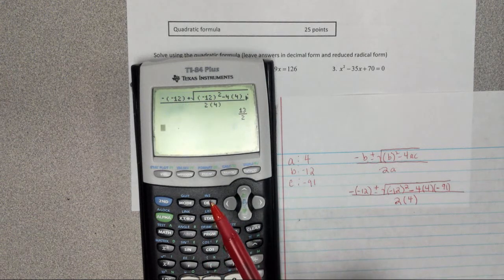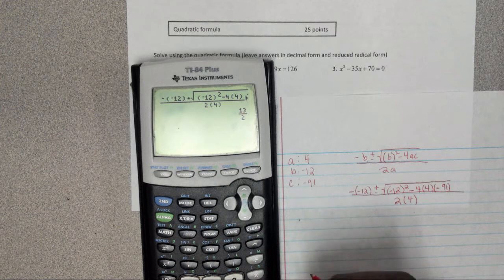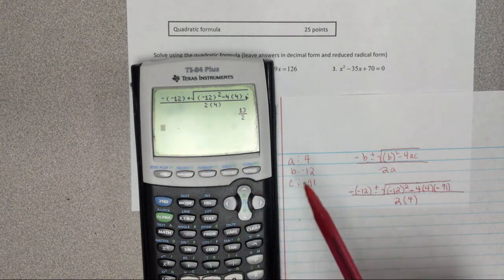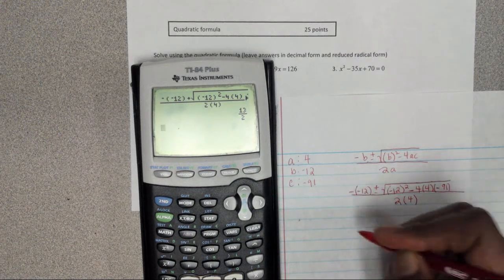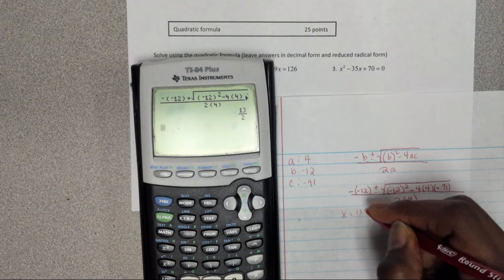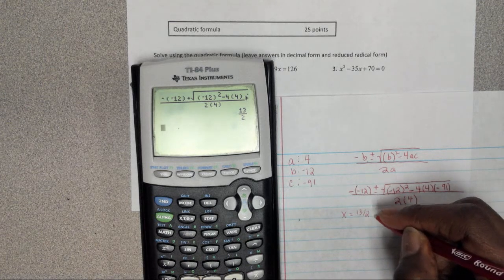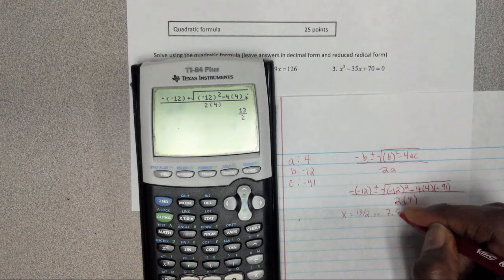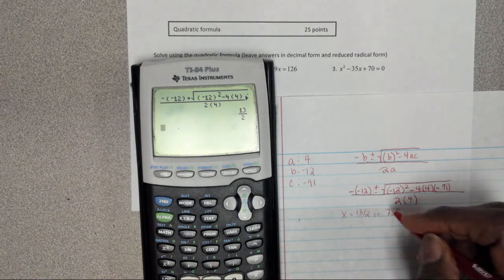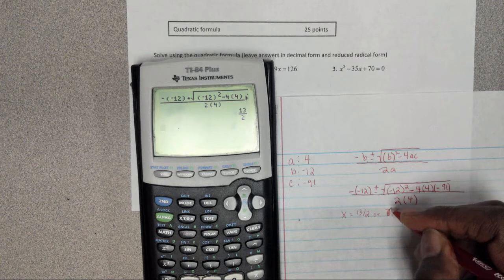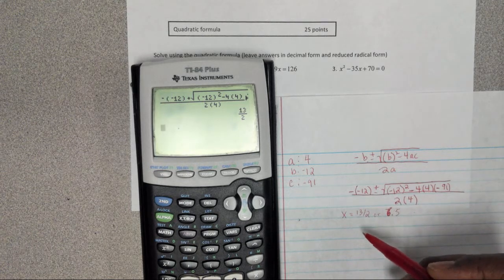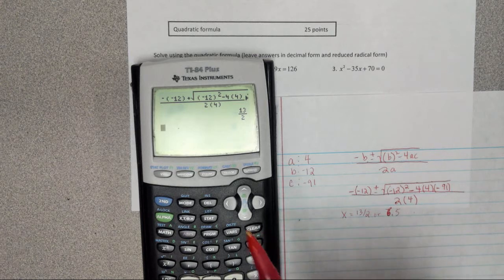I get 13 over 2. And also, remember, this is a negative and this is a negative. 13 over 2. So I have x equals 13 over 2. Or it could be 6.5. Either one. Okay? Sorry. Okay, so now I'm going to do the other root.